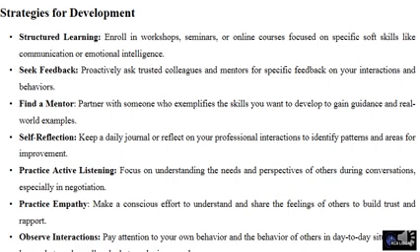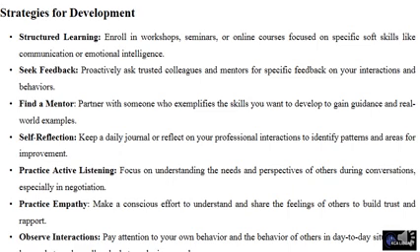Seek feedback: proactively ask trusted colleagues and mentors for specific feedback on your interaction and behavior. You can ask them, so how did I do today? How was my performance today? How did I interact? How did I react? How do I act? Find a mentor: partner with someone who exemplifies the skills you want to develop to gain guidance and real-world examples.